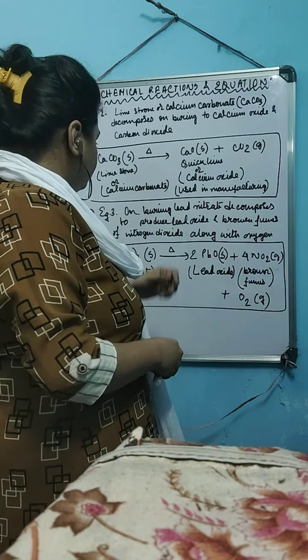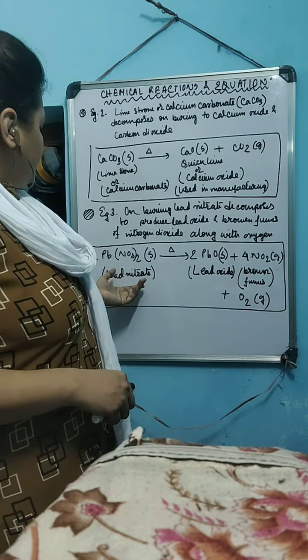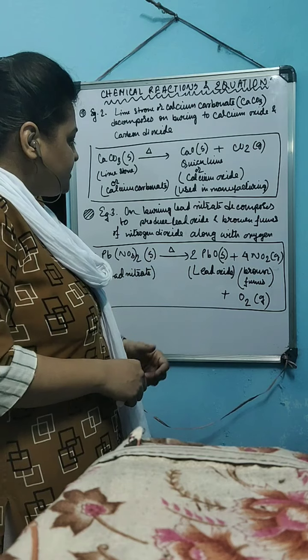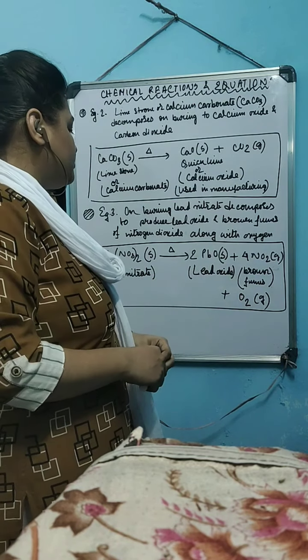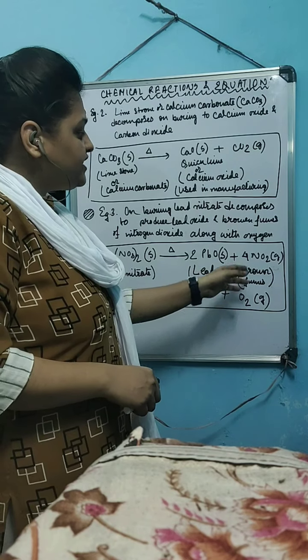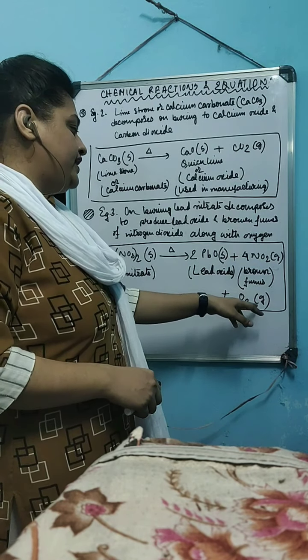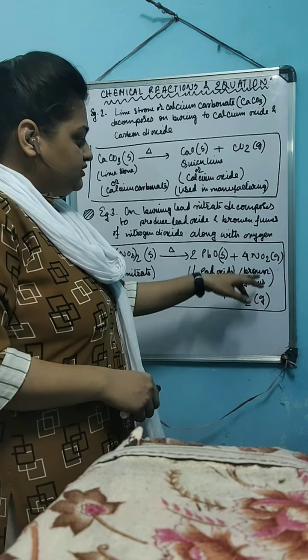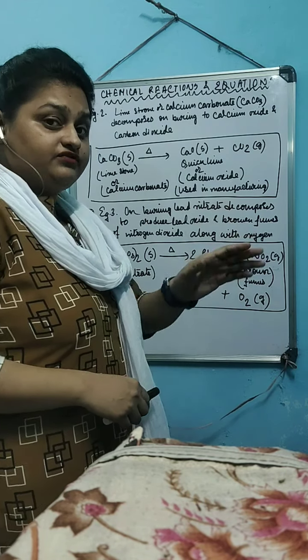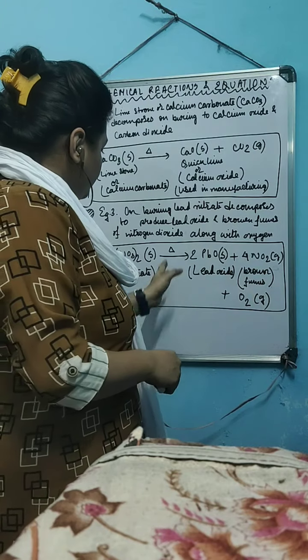The third example is solid lead nitrate. When it is heated, it decomposes to give lead oxide, which is solid in nature, alongside nitrogen dioxide gas and oxygen gas. The brown fumes of nitrogen dioxide gas can be observed after the reaction. This can also be seen.